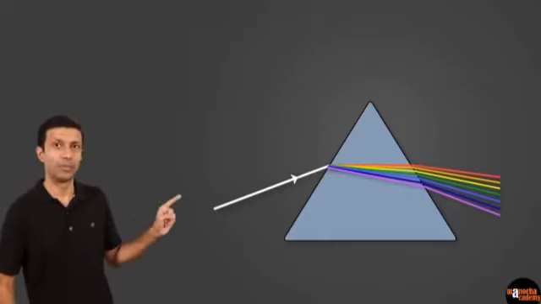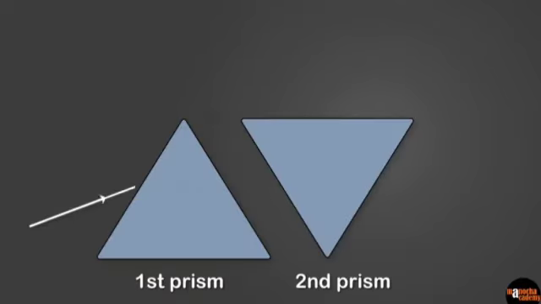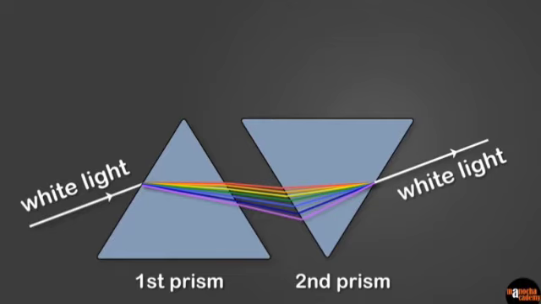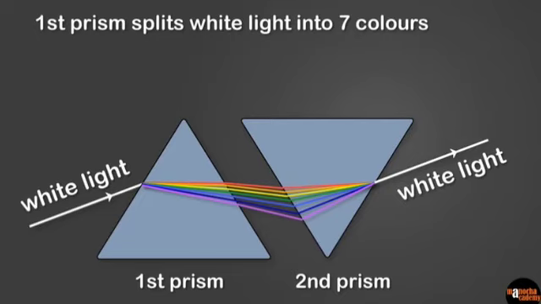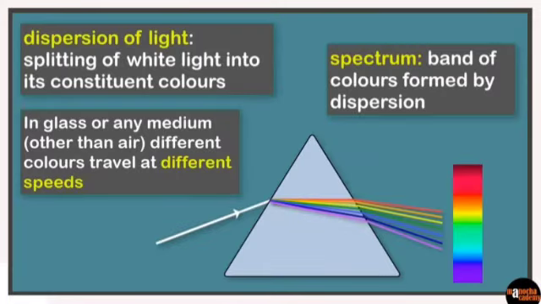As we saw, our glass prism splits the white light into 7 different colors. Now what do you think is going to happen if we place a second prism but it's inverted after the first one? That's right, we are going to get back white light again. So these two prisms are showing that white light contains 7 colors. The first one is splitting the white light into 7 colors, and the second prism recombines the 7 different colors back to white light. Let's place the concepts we have learned so far on our concept board.